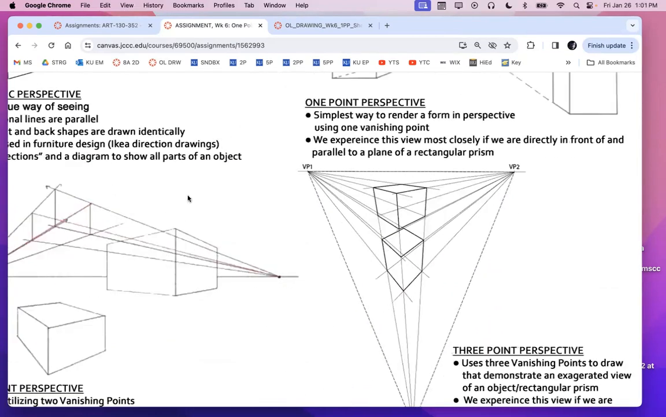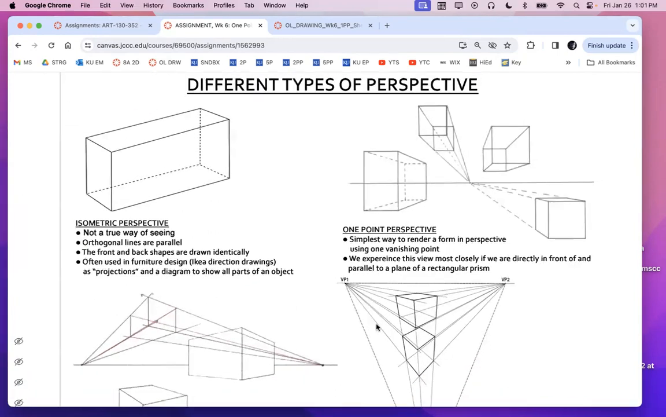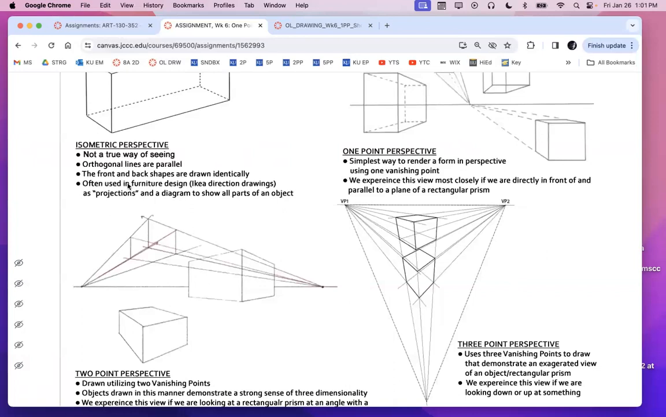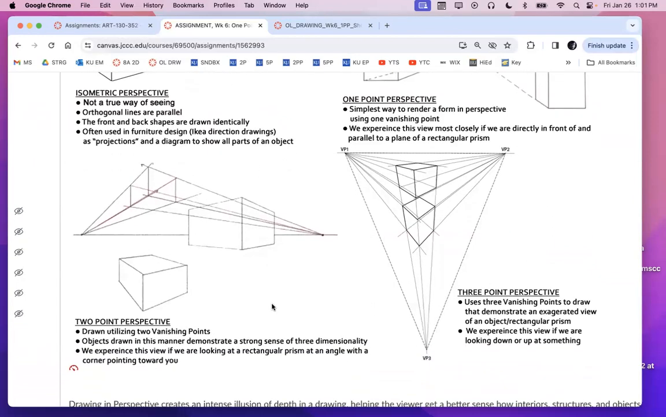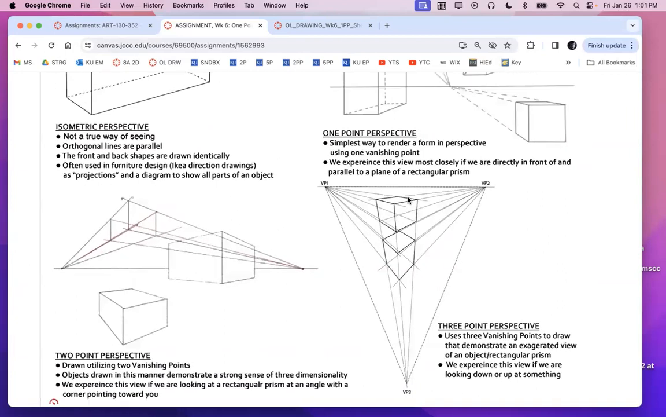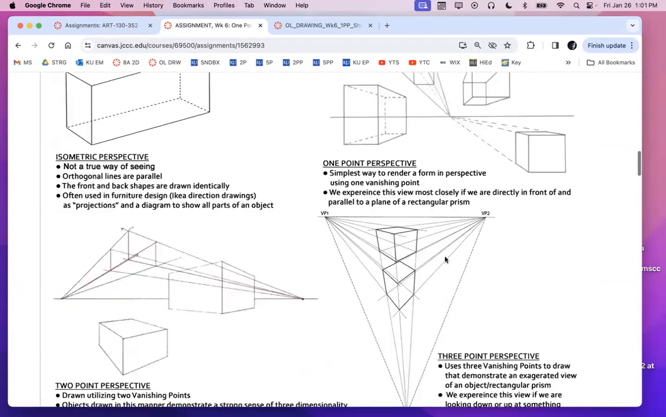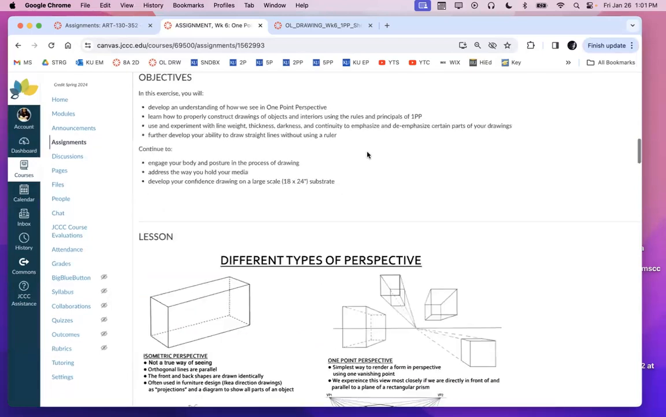There are other kinds of perspective here that we're not going to do. They're in this little chart that I've made for you guys. Hopefully, there are, I think there are a couple of typos in here, but you'll understand what I mean in context of everything else. But we're not doing isometric or 3 point. We are doing 1 point and 2 point. So take a look at that to get a little bit more familiar with how this works.